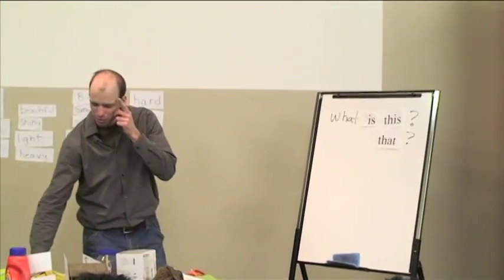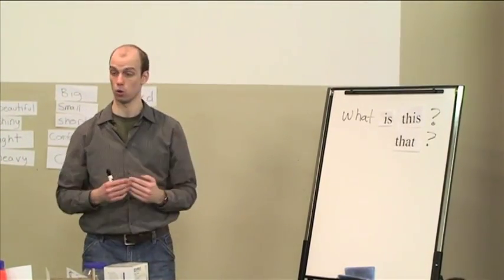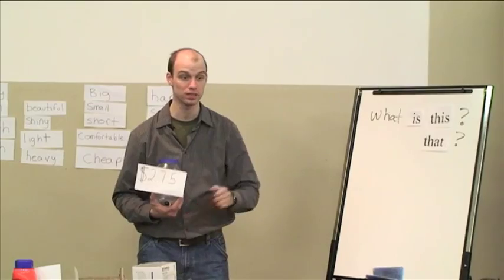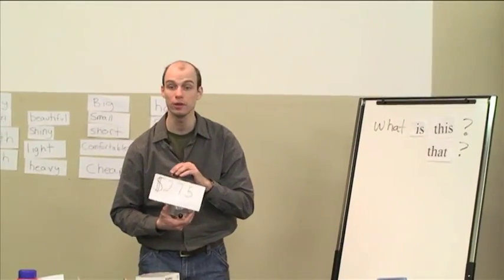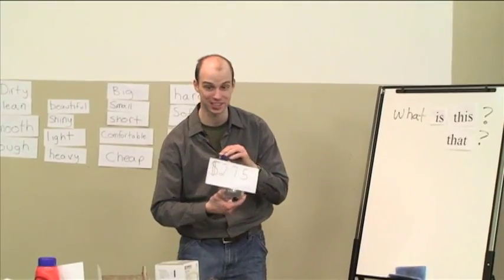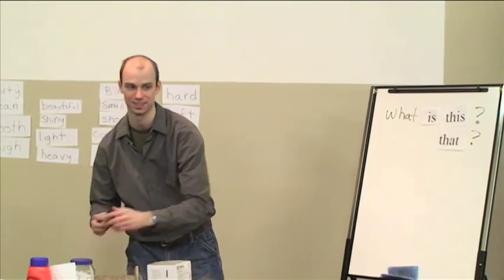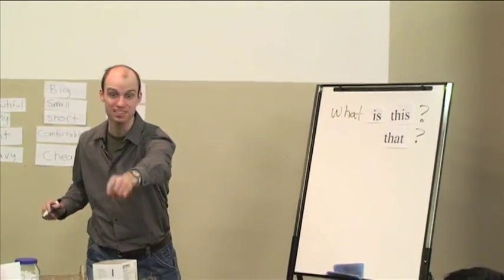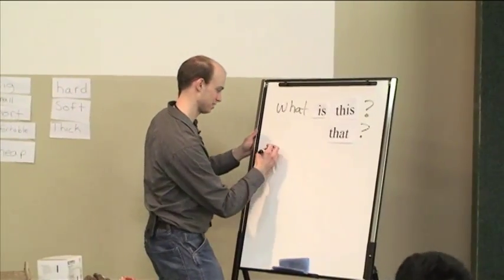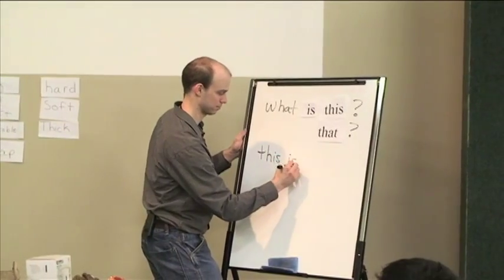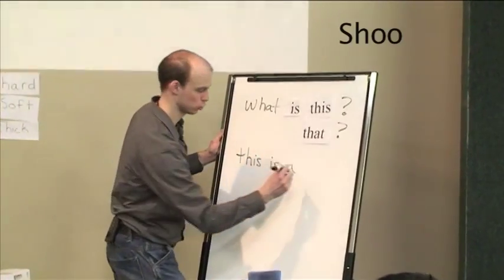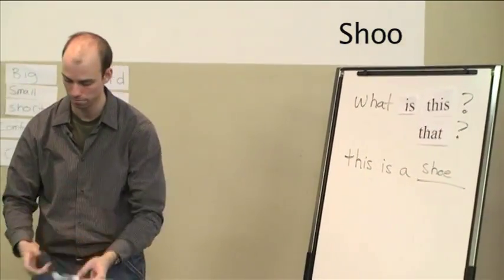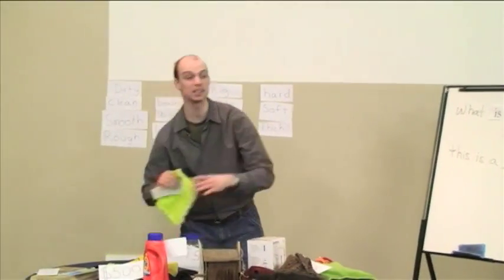When you answer this question, you also have to remember, is this far away or close? So if I say, what is this? It's close to me. Is it close to you? No. So how do you answer? What is that? Well, that's the question. How would you answer? This is. Not this is. That's if I say, what is that? This is a shoe. That is. Good.